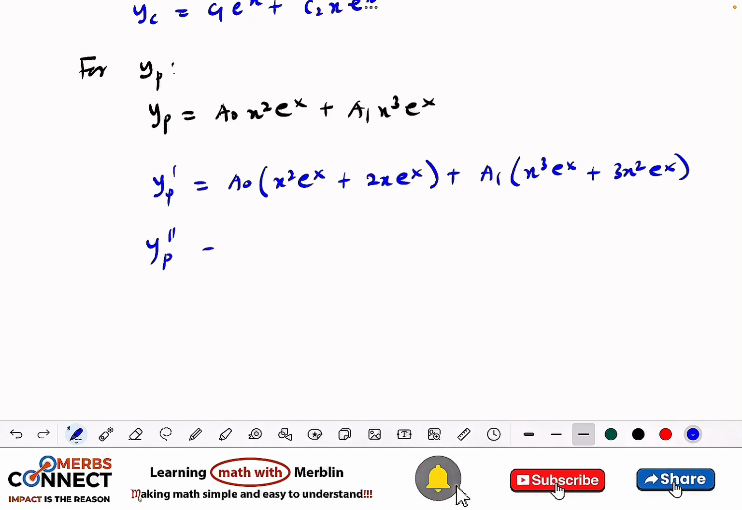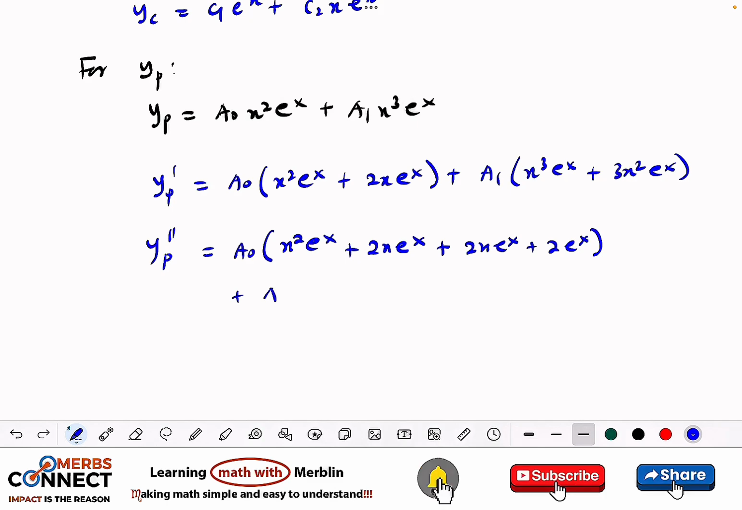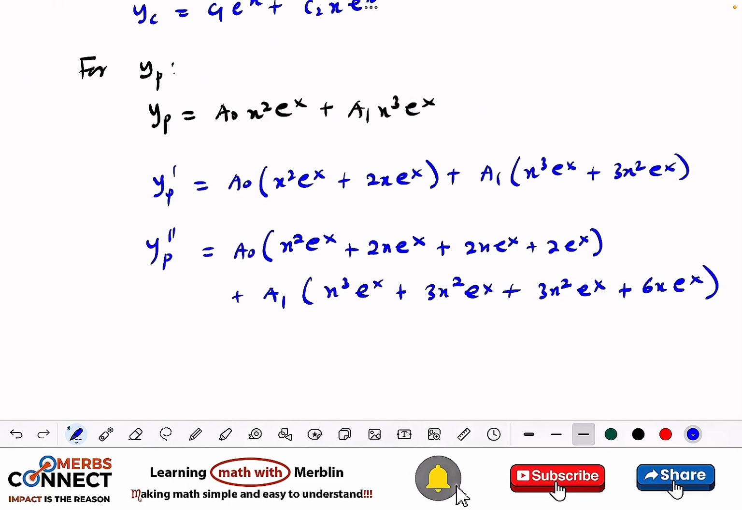So now let's look for y prime prime. And this is going to be a naught. Differentiate this, product rule again. So in the middle here, I'm going to maintain x squared and differentiate e^x, plus now maintain e^x and differentiate x squared. You get 2x, something like this. Plus here, I'm going to maintain 2x and differentiate e^x, and then now maintain e^x and differentiate x. I get something like this. Plus a1, same here, maintain this and differentiate e^x, plus now maintain e^x and differentiate x to the power 3. Then the last part, maintain 3x squared and differentiate e^x, plus now maintain 3e^x and differentiate x squared. You are going to have 6x e to the power x. So this is the y prime prime.